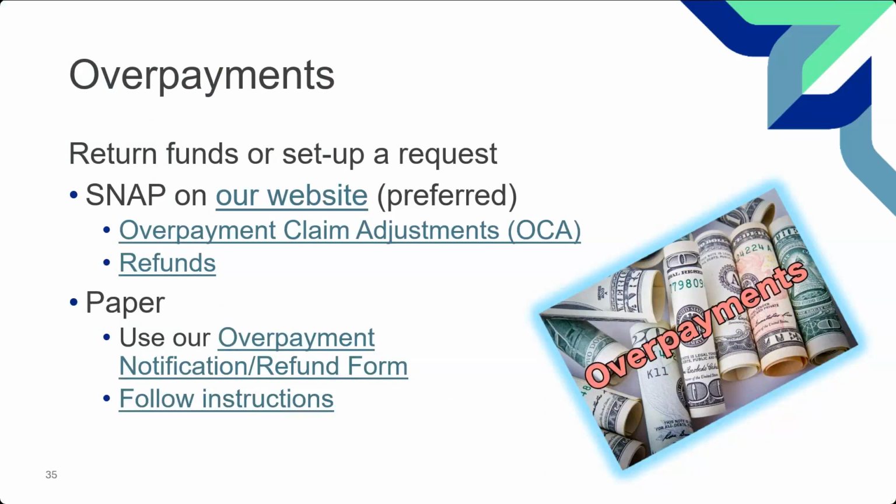WPS receives a lot of overpayment notifications and refund requests. We know that you want to repay Medicare in a timely manner. However, there can be delays if you use an incorrect or outdated form or you don't follow the proper process. Missing information or sending us a check without explanation as to what it's for are some of the reasons that can cause a delay. To avoid those unnecessary holdups, consider using our portal. The refunds or overpayment claim adjustment features can help you do that quickly and efficiently for processing those overpayments.